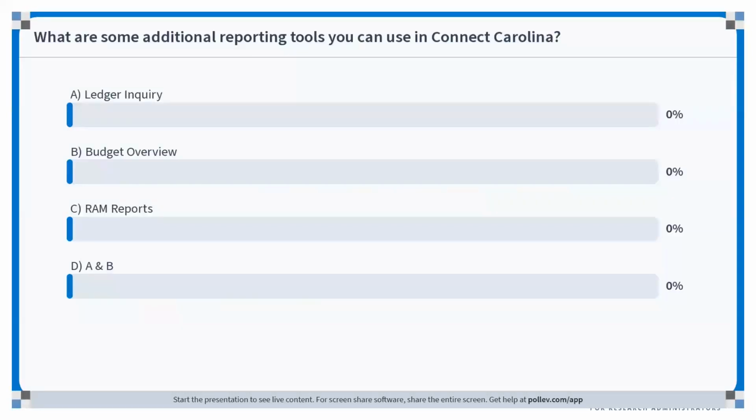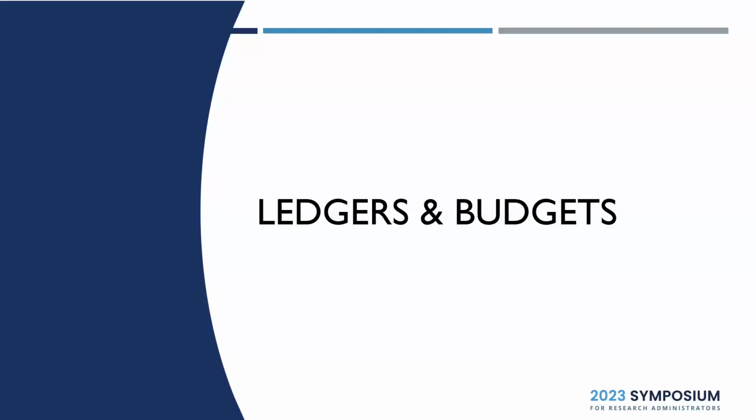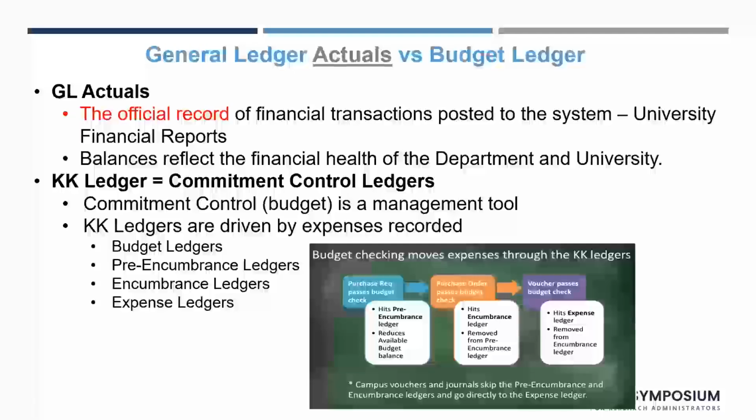Now we have a polling question. What are some of the additional reporting tools you can use in ConnectCarolina? The correct answer is D, A and B. Next slide, please. Next, I want to go over some of the differences between the general ledger actuals versus budget ledgers. Next slide, please.